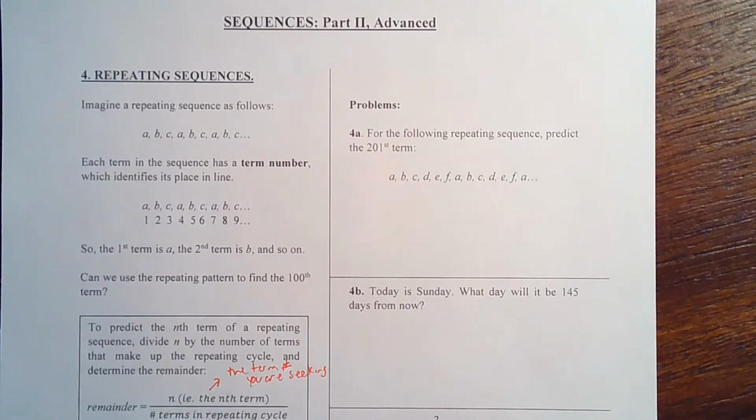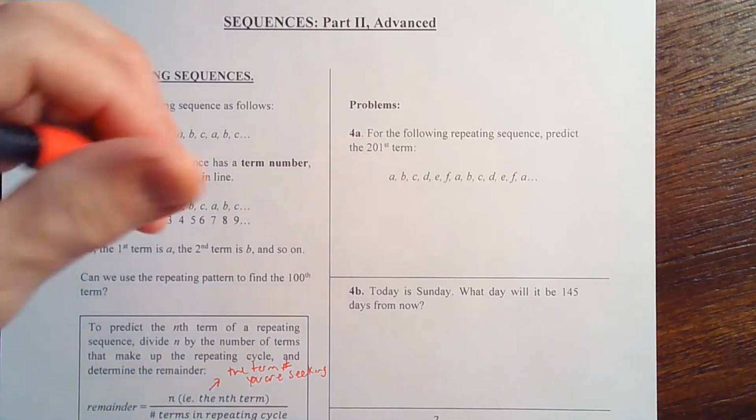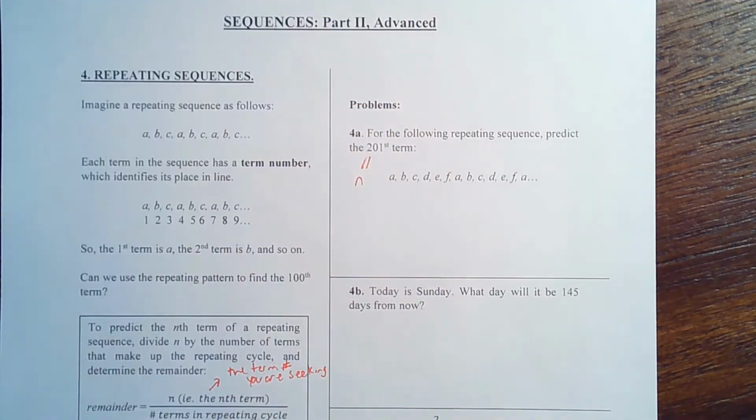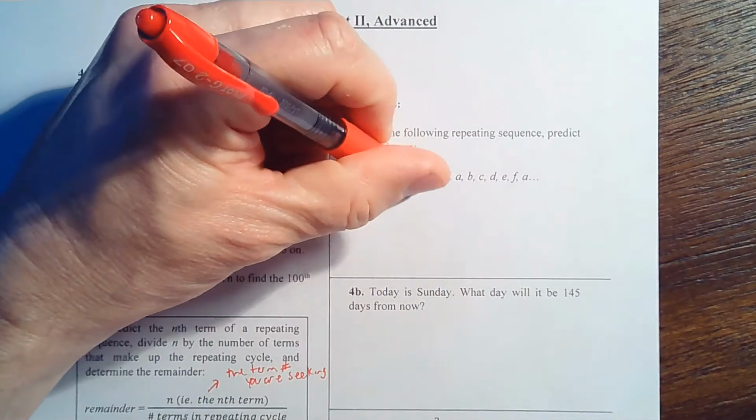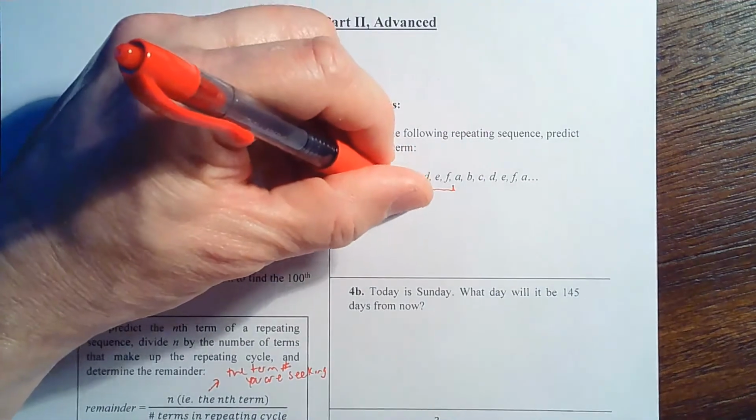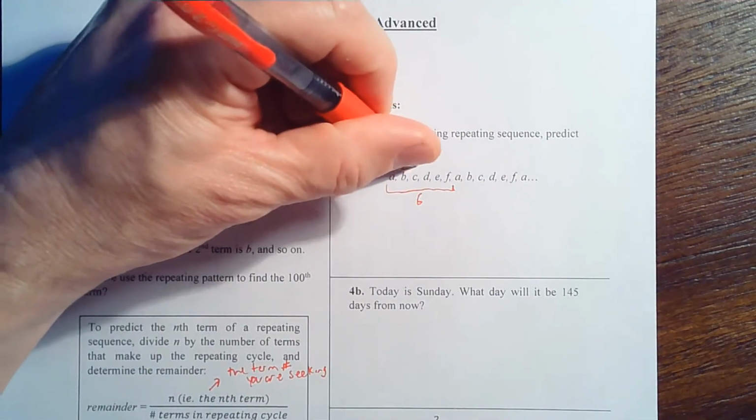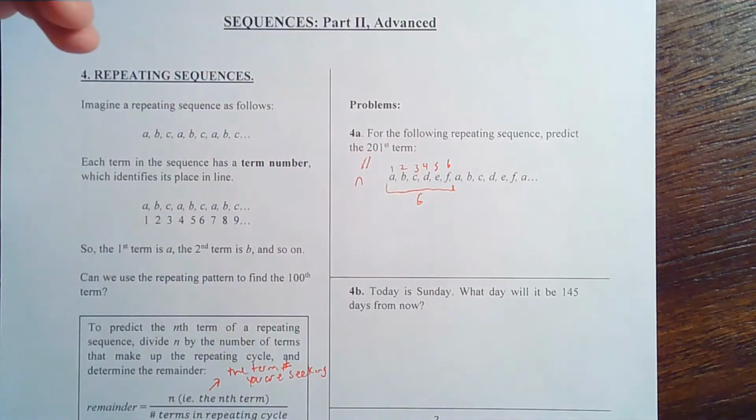Let's start with 4A as we review these. For the following repeating sequence, predict the 201st term. So that's our n. We're looking for the 201st term. Now we have to determine how many terms there are in the repeating cycle. Well, it's A, B, C, D, E, F, A, B, C, D, E, F. So we have 6. And they're numbered 1, 2, 3, 4, 5, 6, like so.